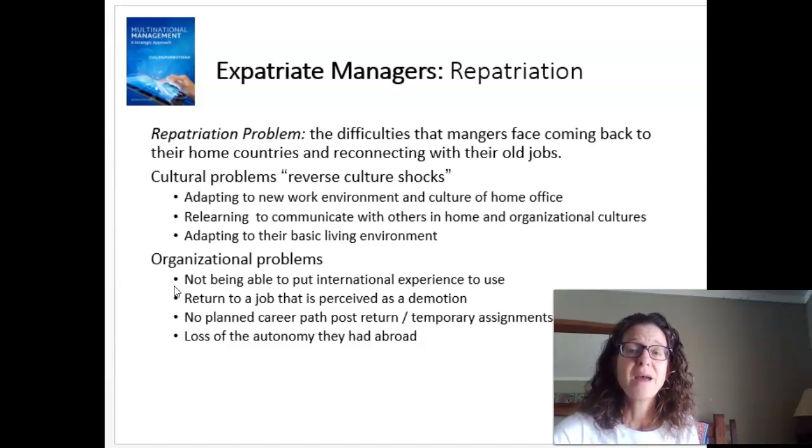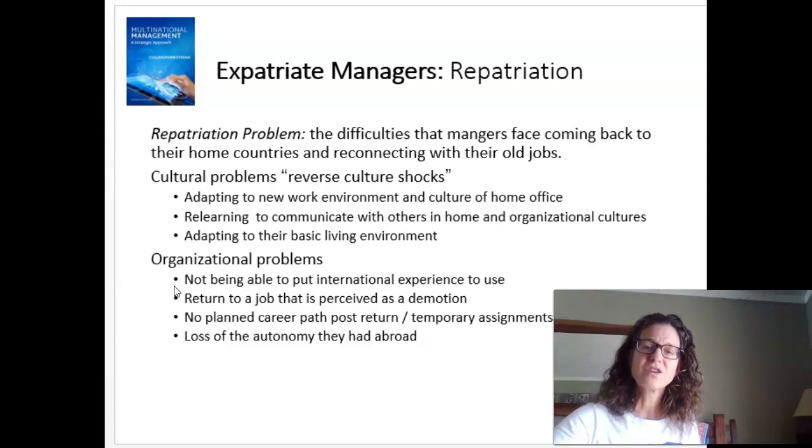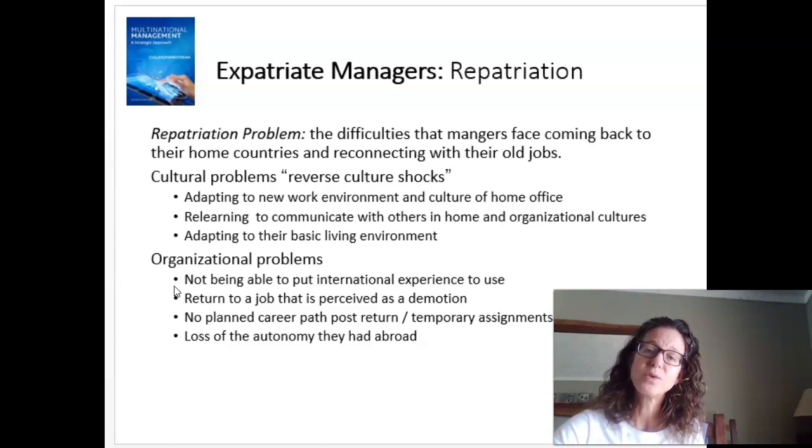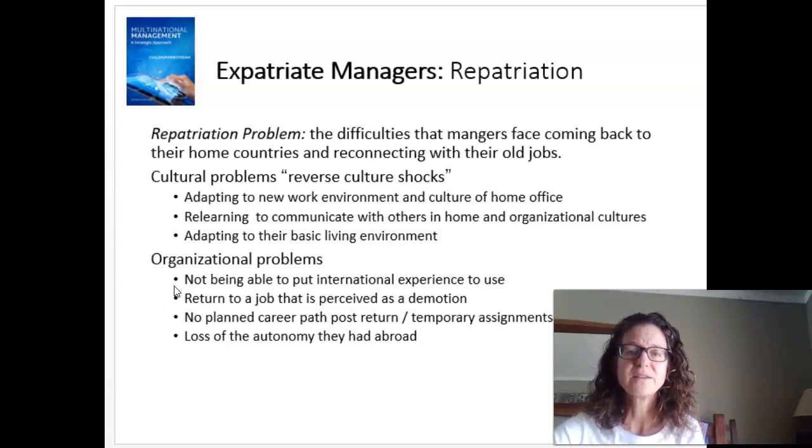Many expatriates take on international assignments because they believe that it will serve as a vehicle for career progression and an opportunity for future promotion. And so when that doesn't materialize, it can create some disappointment, and expatriates might decide to leave the organization for other opportunities. And so many organizations need to plan for a career path post-return and avoid putting expatriates into temporary assignments or positions that represent a lateral move or a demotion.